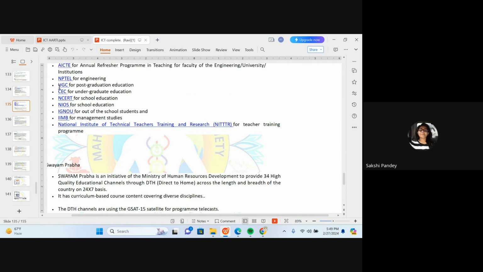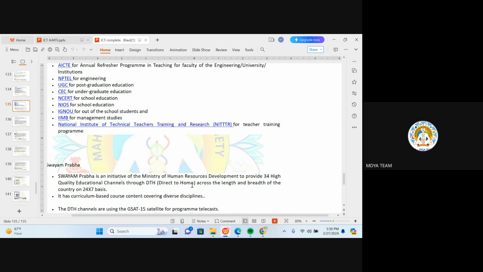So, ma'am, CEC doesn't work on a large scale, like I have never heard of it. Usually you don't see the CEC. After some policies, most colleges and almost all universities are now affiliated with the UGC. So there is no CEC visibility.